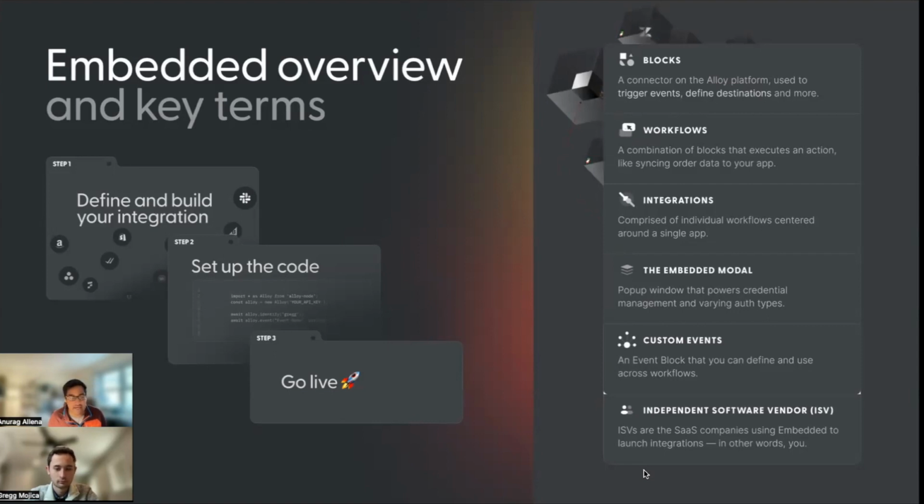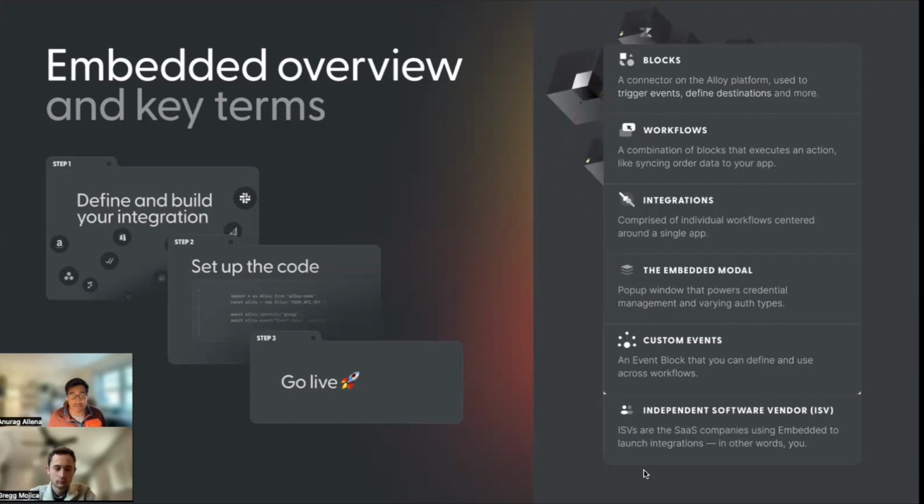And then just some key terms that are Alloy specific on the right side. They should be pretty straightforward, but they're worth going over before we get into things a bit. A block, fairly straightforward. It's a connector on the Alloy platform. The two most common types are trigger blocks. So that's basically what you're going to use to trigger an automation or an event. And then your destination. So this is the destination app or webhook ingest server, wherever you want your data to end up going. There are workflows, which are the combinations of blocks that execute a specific action. For example, syncing order data from a user's commerce platform to, let's say, your data warehouse.